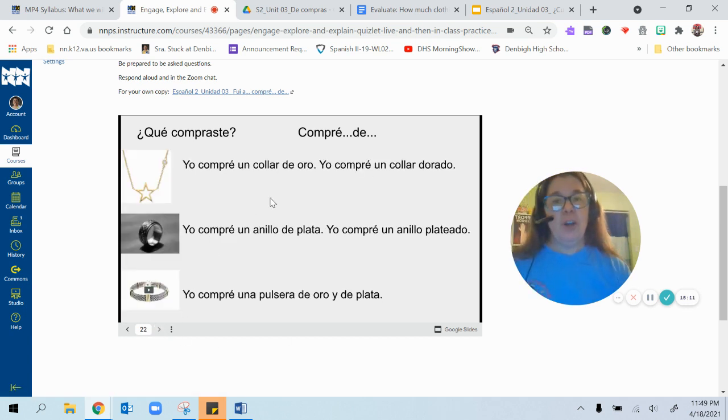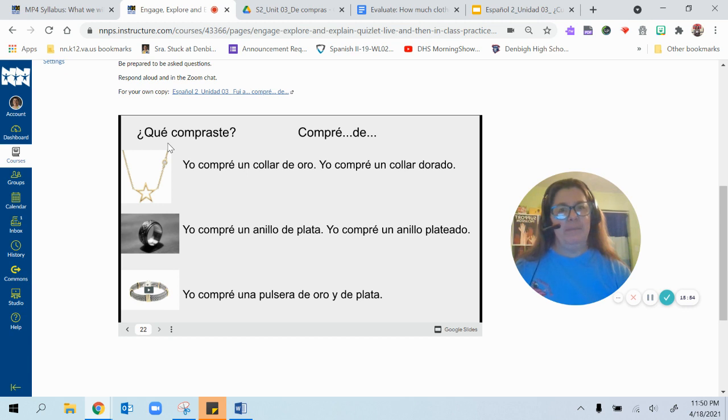Also, many of you were talking about gold and silver, so you can say it is a necklace of gold or it is a golden necklace. You can say it's a ring of silver or it's a silver ring. And then this is a bracelet that is gold and silver. Compré un collar de oro. Compré un collar dorado. Compré un anillo de plata. Compré un anillo plateado. Compré una pulsera de oro y de plata.